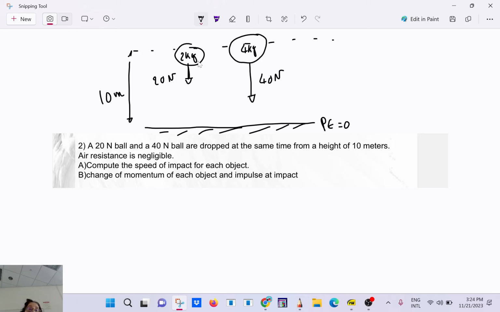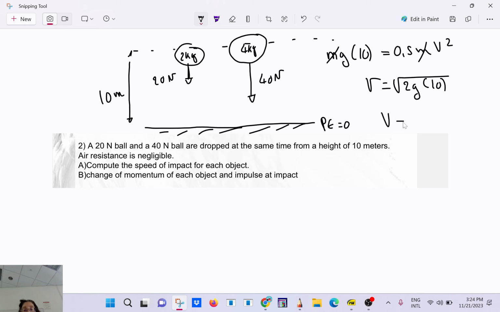That's fine. So potential energy here is going to be mg times 10 equals 0.5 mv squared. So the mass cancels out as expected, and you still have that same equation again, v equals square root of 2gh. Okay? So that's going to be square root of 200. G is 10, so 2 times 100. It's going to be about 14. Okay, so the speed is the same.